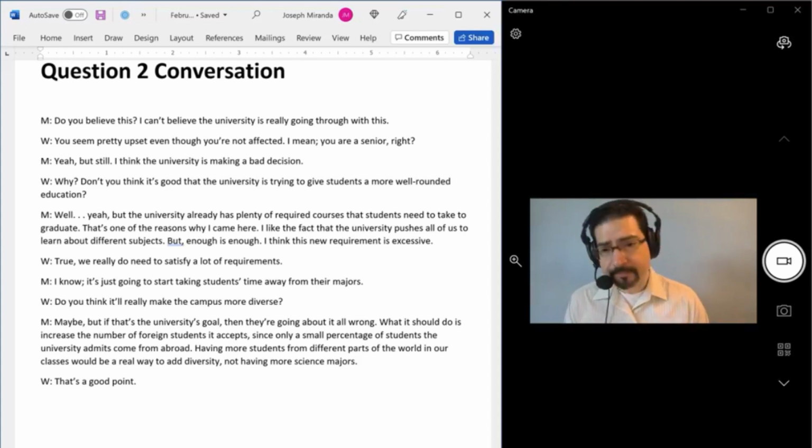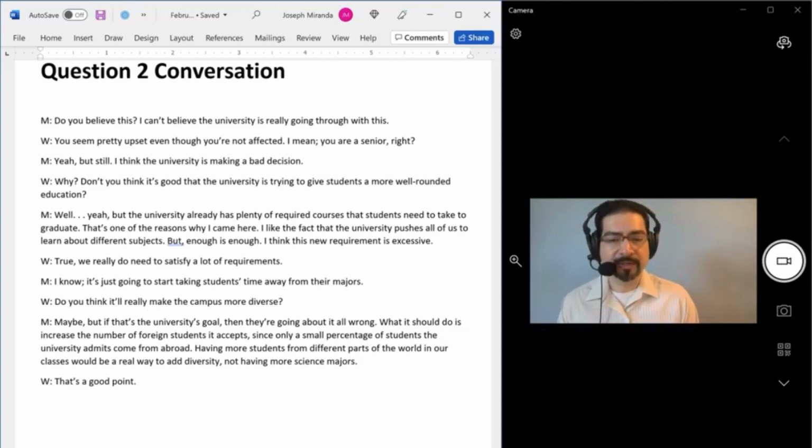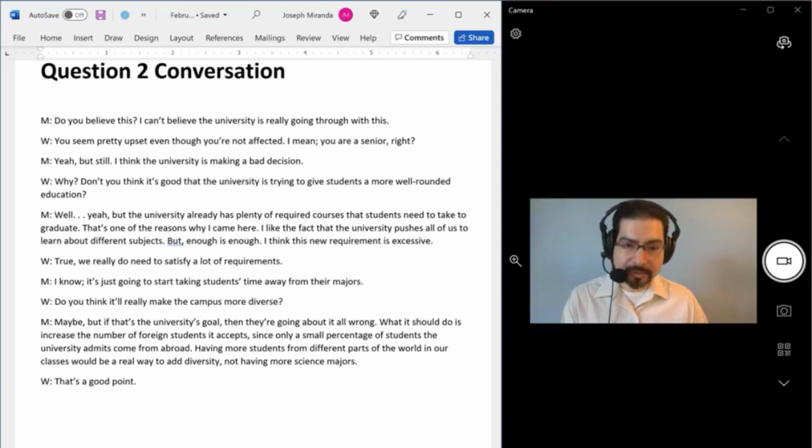The woman: True. We really do need to satisfy a lot of requirements. The man: I know. It's just going to start taking students' time away from their majors. The woman: Do you think it'll really make the campus more diverse? The man: Maybe, but if that's the university's goal, then they're going about it all wrong. What it should do is increase the number of foreign students it accepts, since only a small percentage of students the university admits come from abroad. Having more students from different parts of the world in our classes would be a real way to add diversity, not having more science majors. The woman: That's a good point.